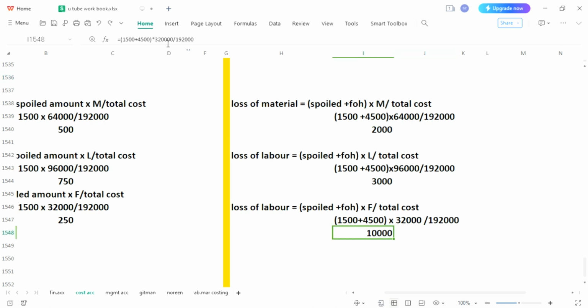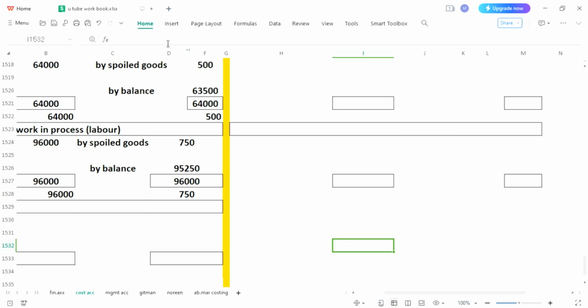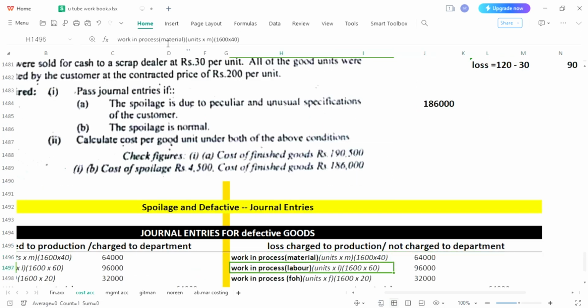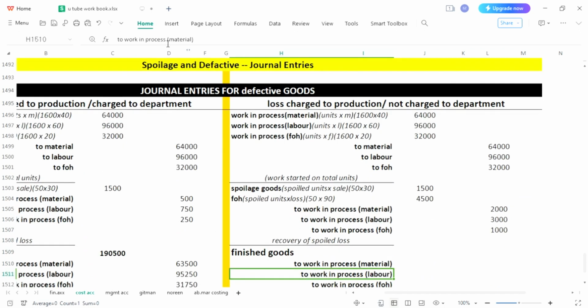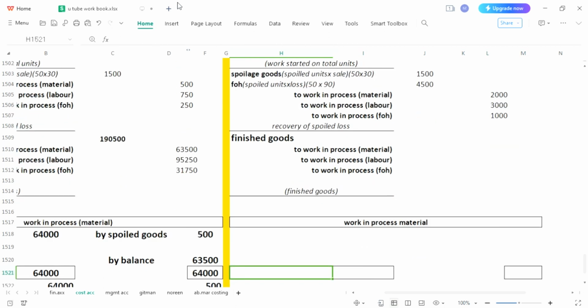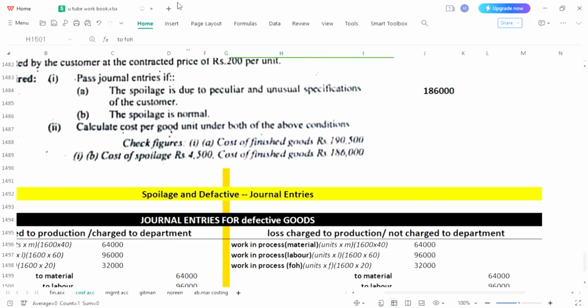This is 1000. Okay, for that you will make your ledger for work in process material. First ledger, work in process material. It would be calculated, and for this you will go in your entries.